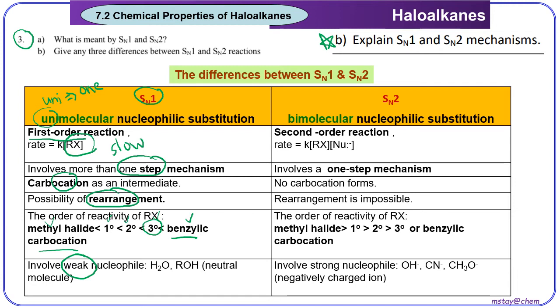However, the Sn2 is totally opposite to the Sn1. Sn2 is a second order reaction, which will involve the haloalkane and also the nucleophile. It is a one-step mechanism, no carbocation ion, so rearrangement is impossible, and the most reactive class of haloalkane toward Sn2 is methyl halide, and that will involve a strong nucleophile.